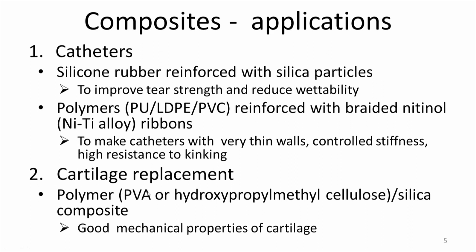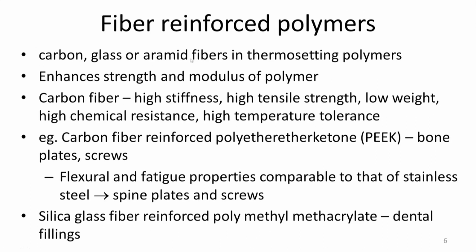Cartilage replacement, we can have PVA or hydroxypropyl methyl cellulose with silica. The silica gives very good mechanical properties to the cartilage. Carbon, glass or aramid fibers in thermosetting polymers. A lot of these are added to give strength, to give toughness, it enhances strength, it enhances modulus. Carbon fiber: high stiffness, high tensile strength, low weight, high chemical resistance, high temperature tolerance. So, that is why carbon is used quite a lot.